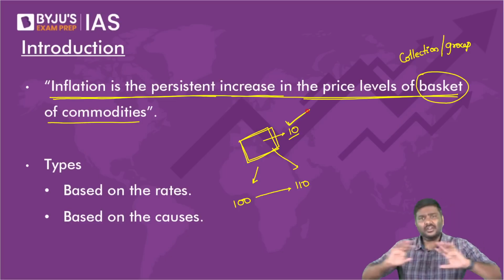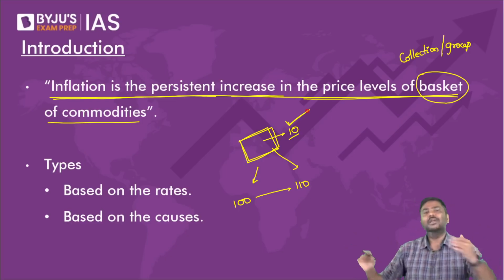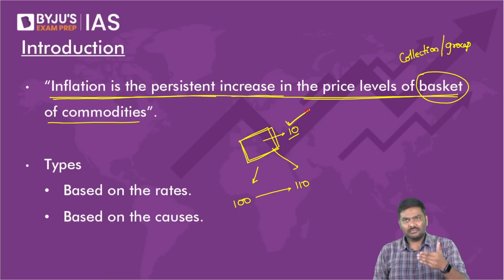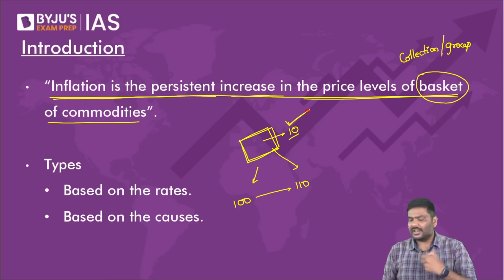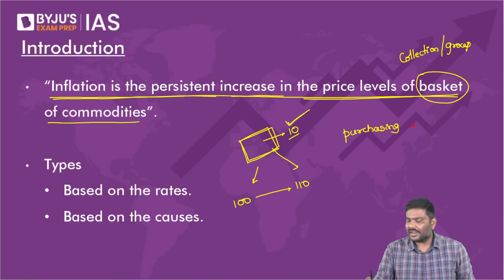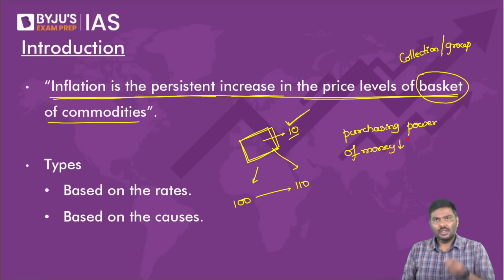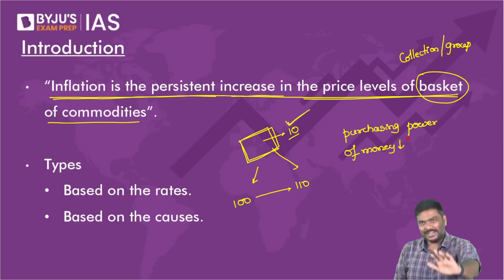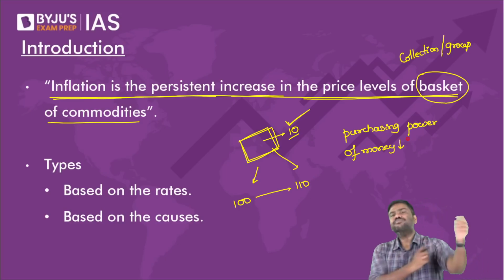Now, hundreds of definitions are there. Please don't worry. I'll give you one more definition here. Inflation is basically a situation wherein the purchasing power of money will fall or decrease. What do you mean by this? Let me take a very simple example here.